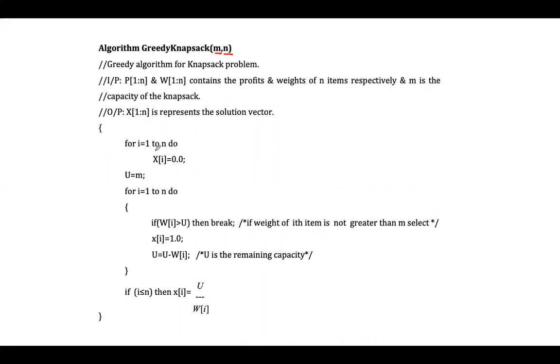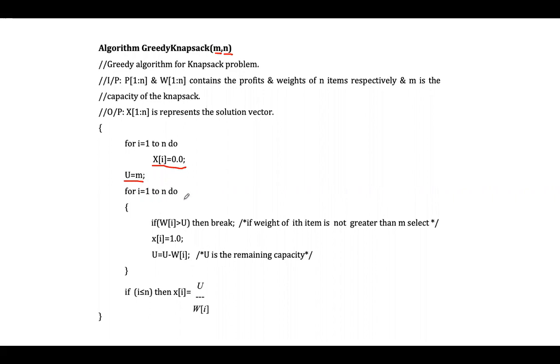First, for loop for i equals 1 to n. What you are doing here is x1, x2, x3, x4, all those things you are initializing to 0. Next, U is the unutilized value, that is the maximum capacity of the container. Its value was present in M. Same, I am assigning it to U. U is the same value now.